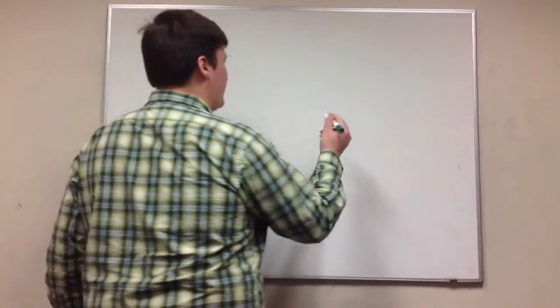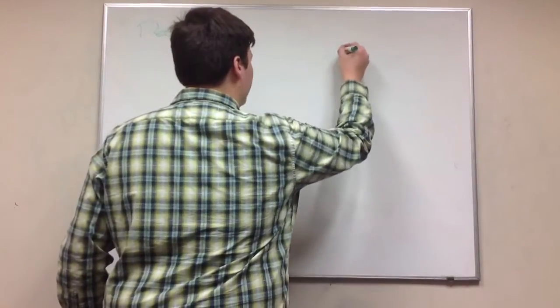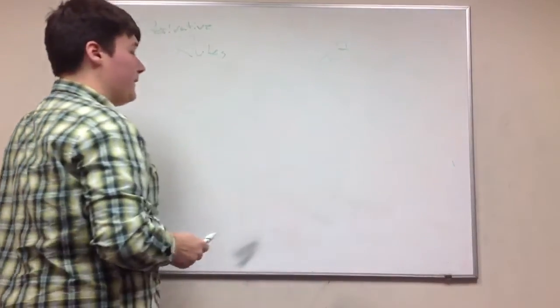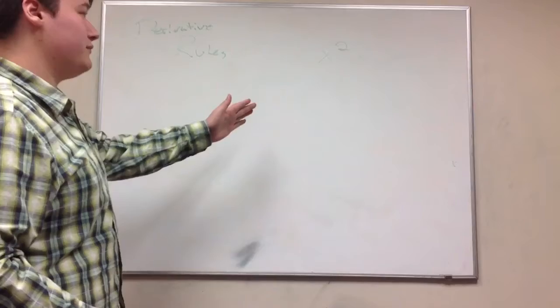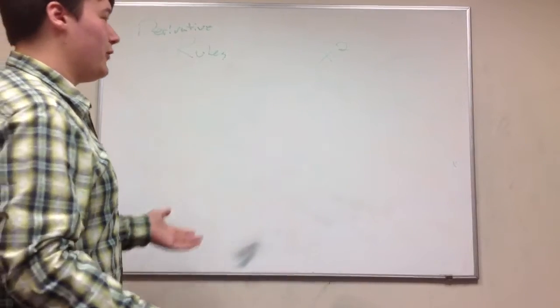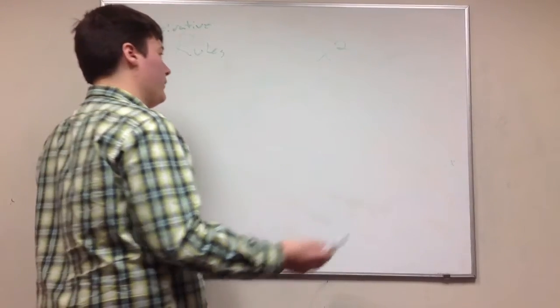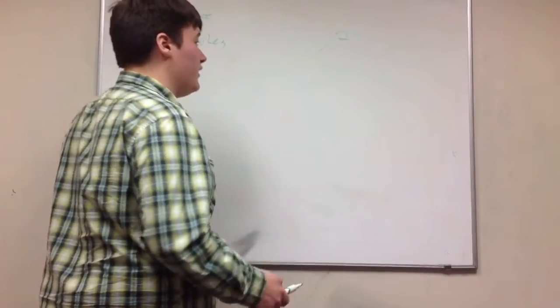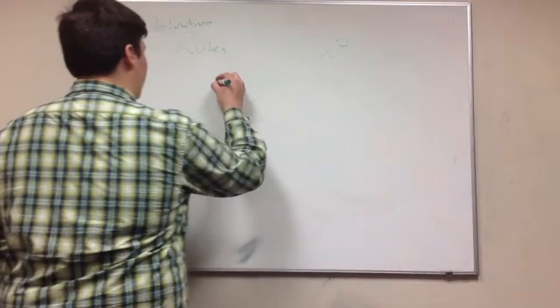Alright, so we're going to start with derivative rules. Derivative rules are pretty easy and they help us so much. Say we have a function x squared, and you're thinking, what do I do with the squared? I've never had that before. Instead of plugging it into the derivative function, we're just going to use something called a power rule.